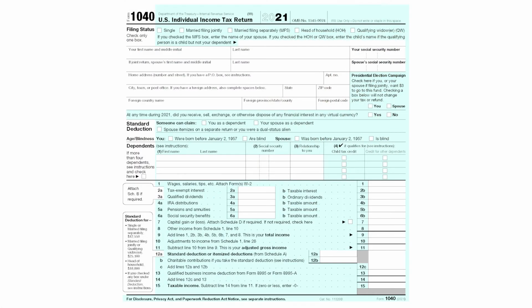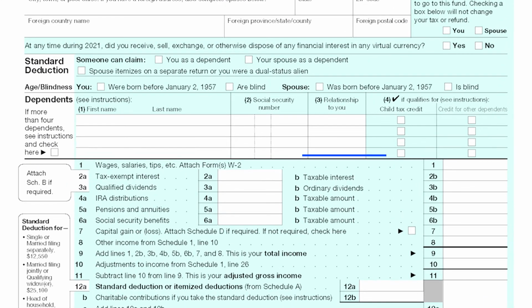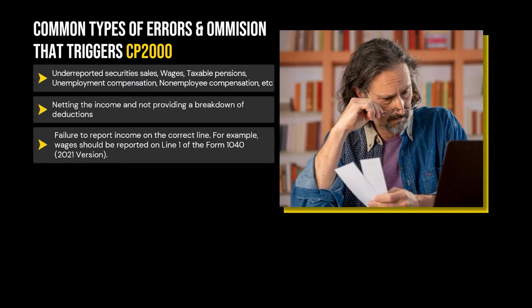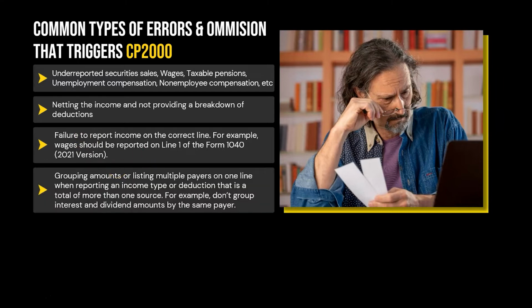So for example, wages should be reported on line 1 of Form 1040. If you're using the 2021 version, you look on page 1 of the 1040, you would see that line talks about wages and salaries. So if you are not reporting income on the correct line, it may trigger a CP2000 notice. One other problem that I also see is when taxpayers group amounts or list multiple payers on one line when they are reporting income types of deduction.